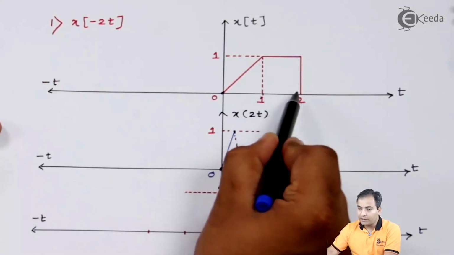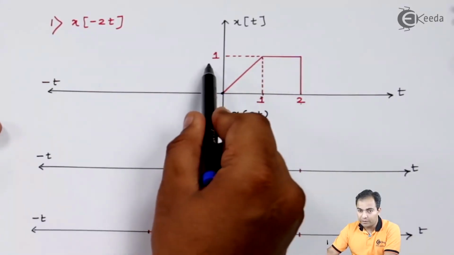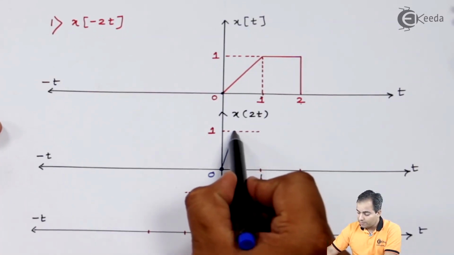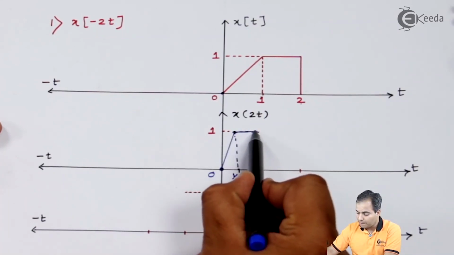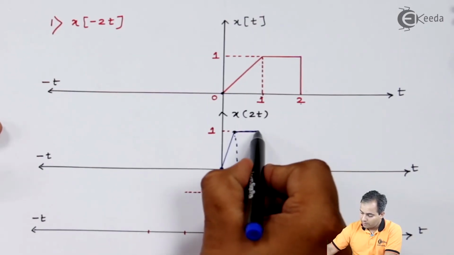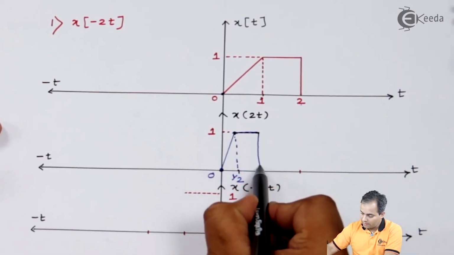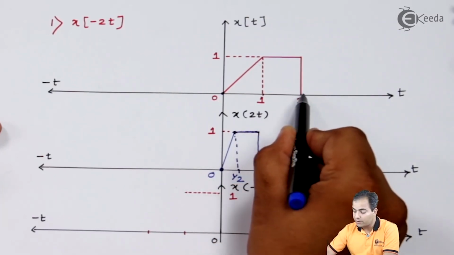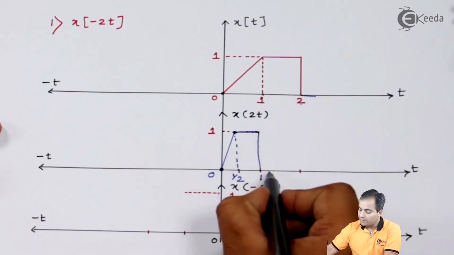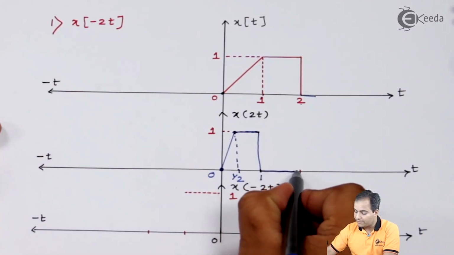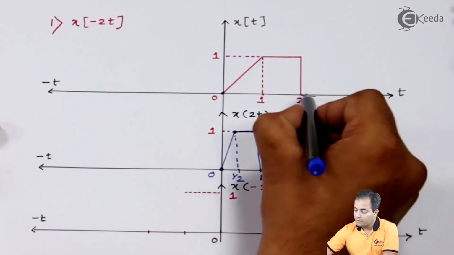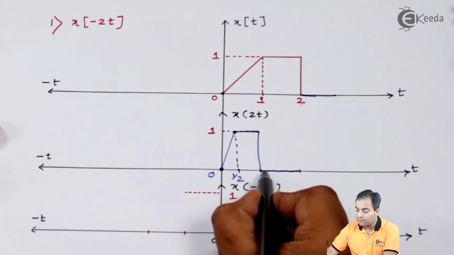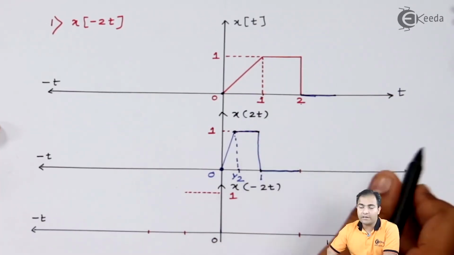As here in between 1 to 2, the graph is constant with amplitude 1, here also in between half to 1 you will get the constant amplitude. After 2 your graph has 0 amplitude, and similarly after 1 also your graph has 0 amplitude. So just look here, the graph has amplitude 0, and similarly here also after 1 your graph has amplitude 0 till infinity.